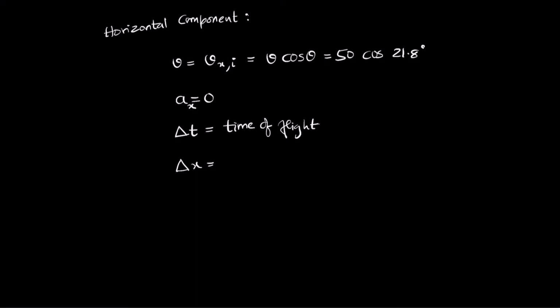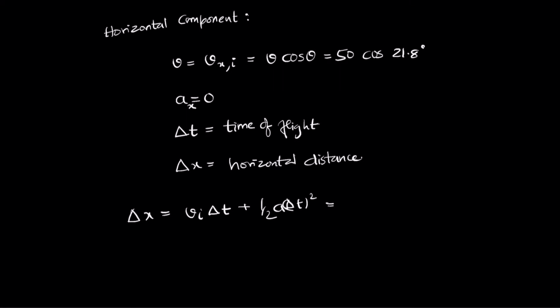So let's consider this horizontal distance. Let's not call this total horizontal distance. So this is the horizontal distance. Now let's try and find the equation. So we know the equation delta x equals vi times delta t plus half times a times delta t square. So substitute the values. So vi here is vxi, which is 50 cos 21.8 degrees times delta t, because we do not know the time yet.